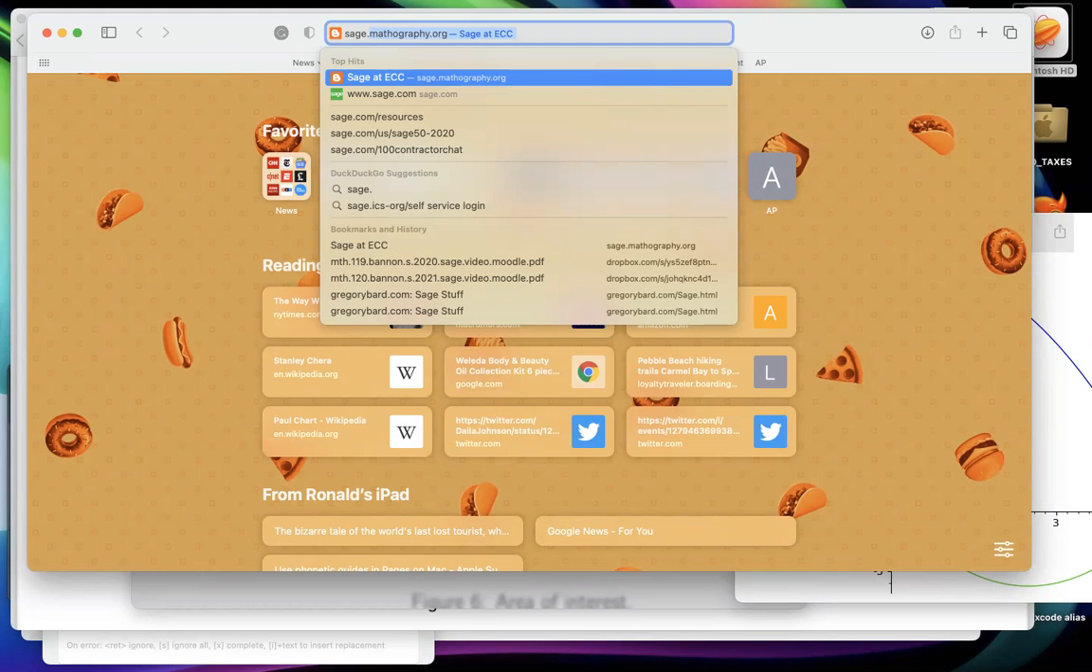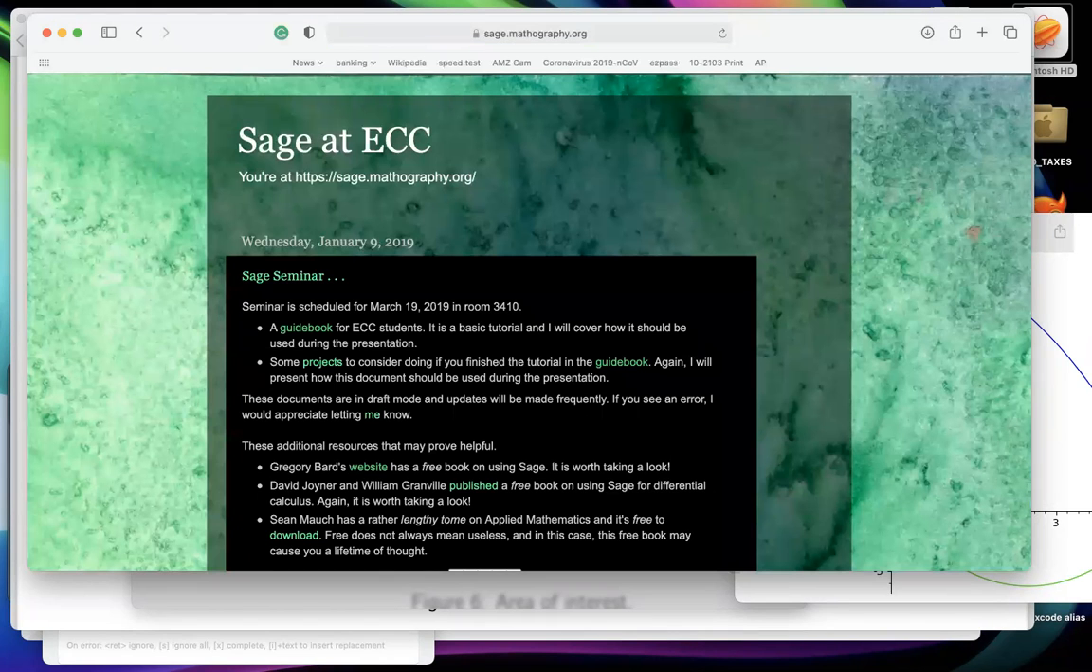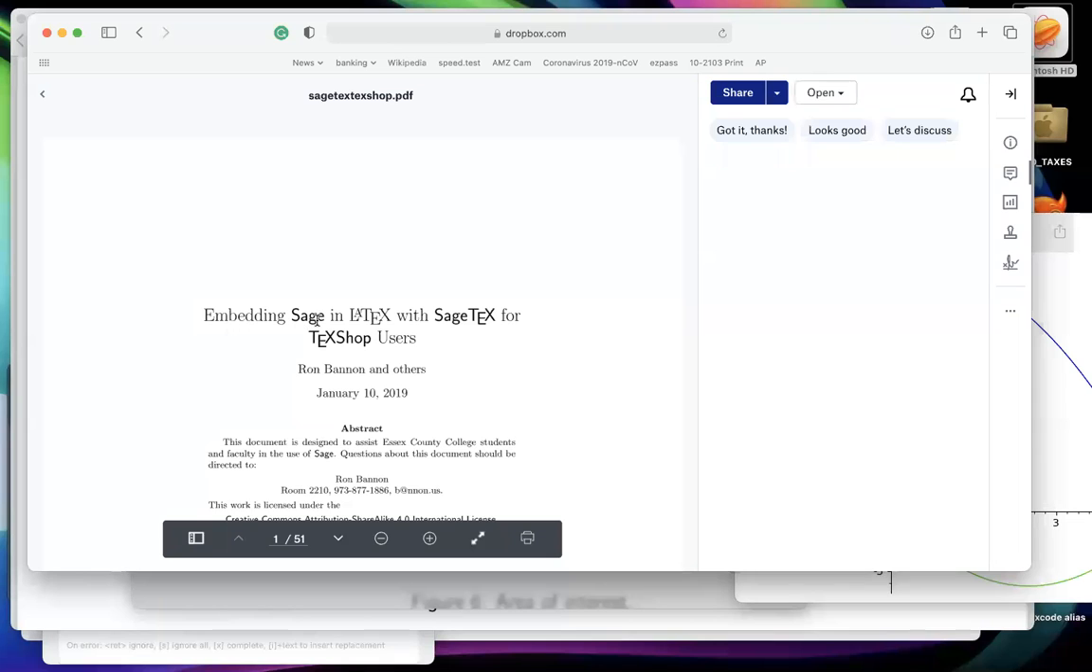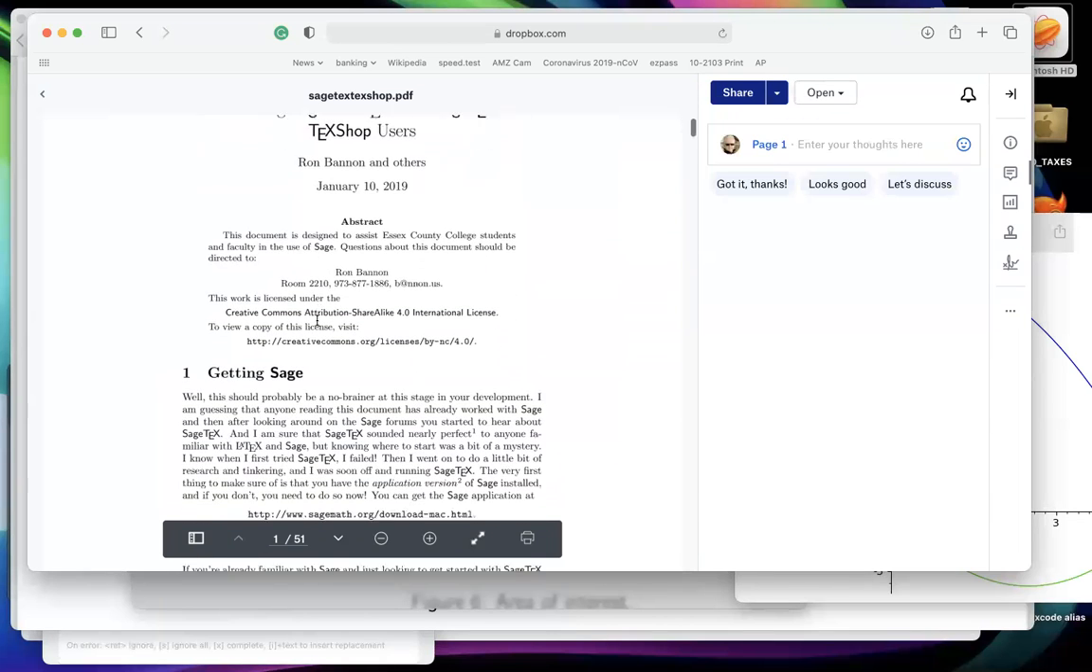So if you type that in, return, you're going to get a website that I designed that addresses the issue of Sage at Essex County College. I wrote a guidebook. You can click on this over here. The guidebook will open, no charge. You'll get a guidebook. It's not a very long guidebook.